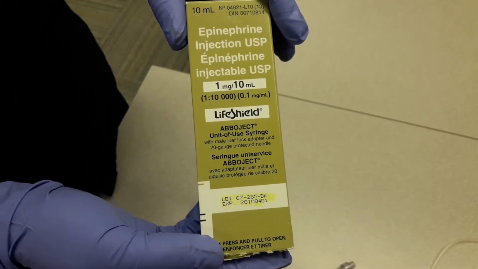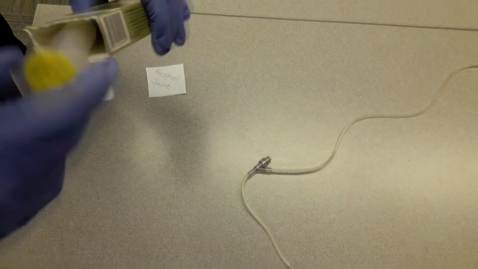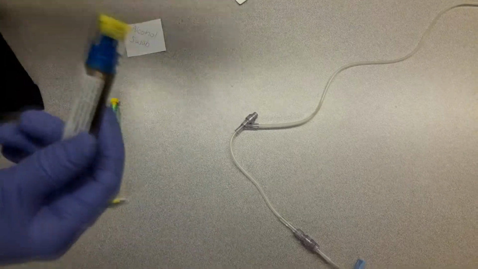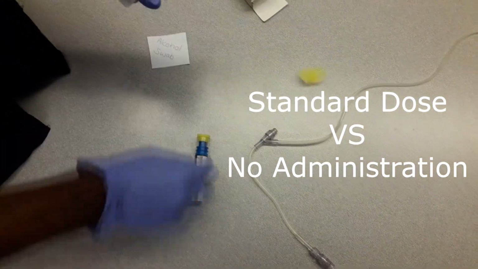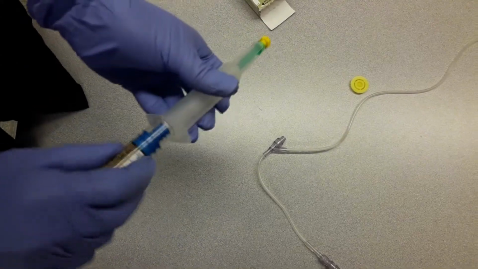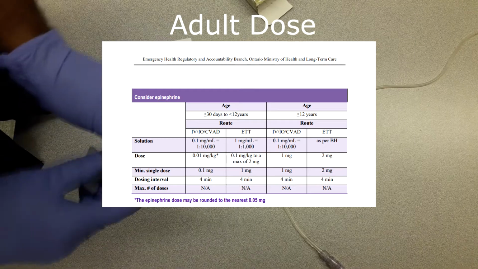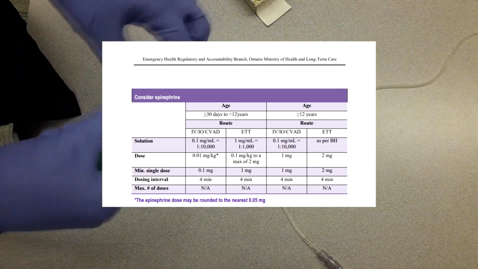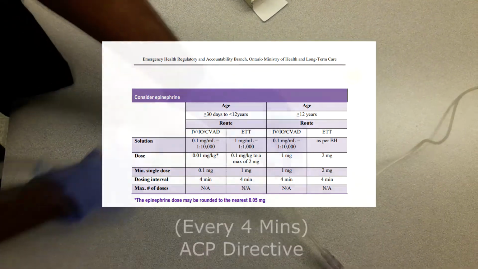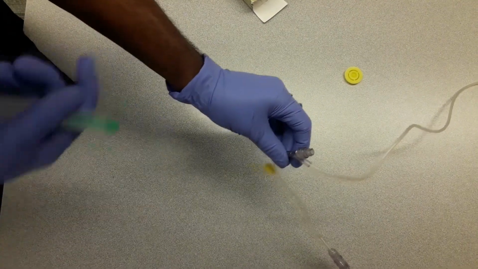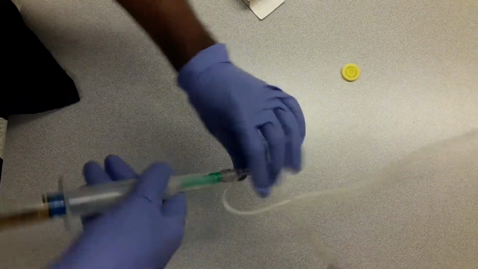A 2015 trial assessed short-term and long-term outcomes of epinephrine. They compared administration of standard dose epinephrine during cardiac arrest versus no administration at all. Right now, the guidelines state to administer a 1 milligram dose of epinephrine IV or IO every 3 to 5 minutes during a cardiac arrest.